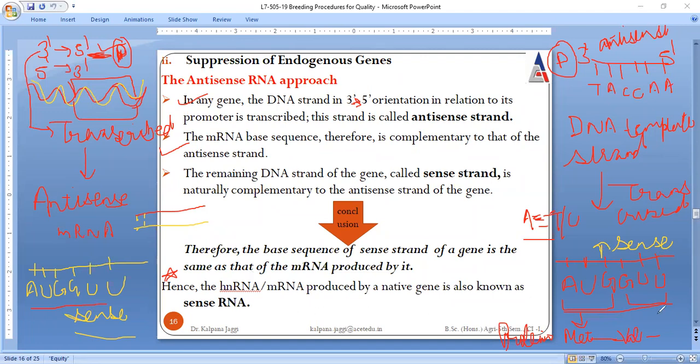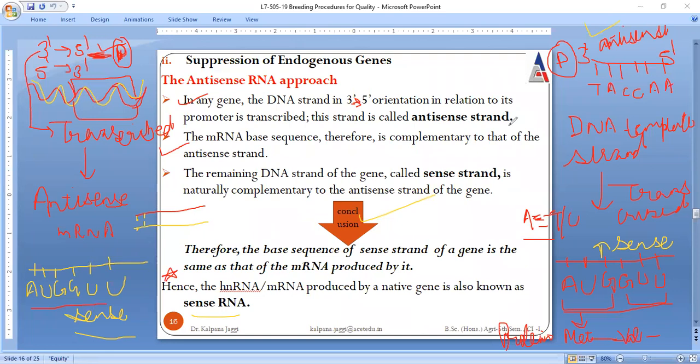But if I don't differentiate the two with colors, then it won't be possible for you to recognize which one is the sense and which one is the mRNA sequence. So to conclude, mRNA can be considered as a sense RNA, right? With this, I finish the concept behind the antisense RNA approach, because we are to use this antisense RNA for the suppression of the endogenous gene.